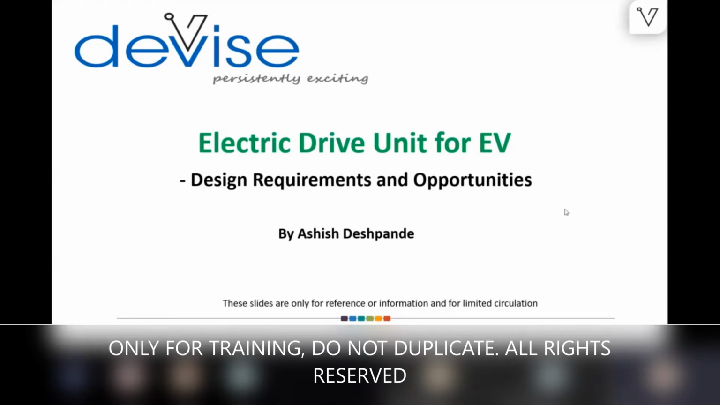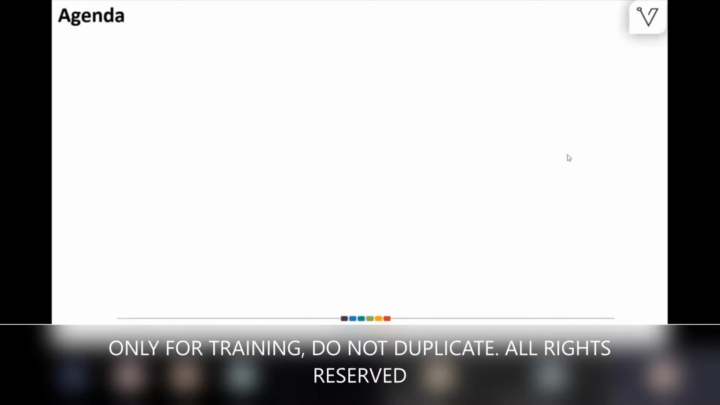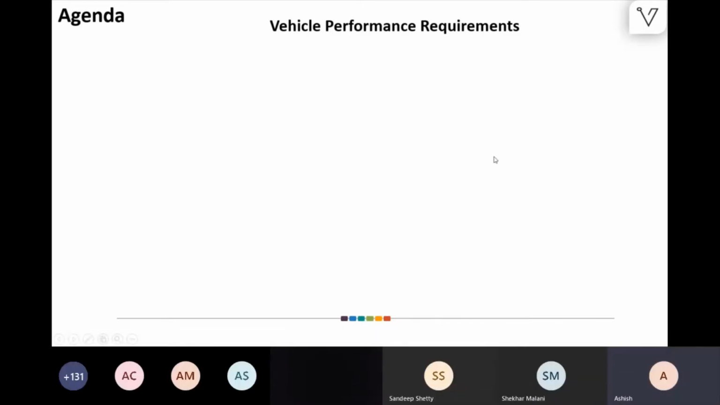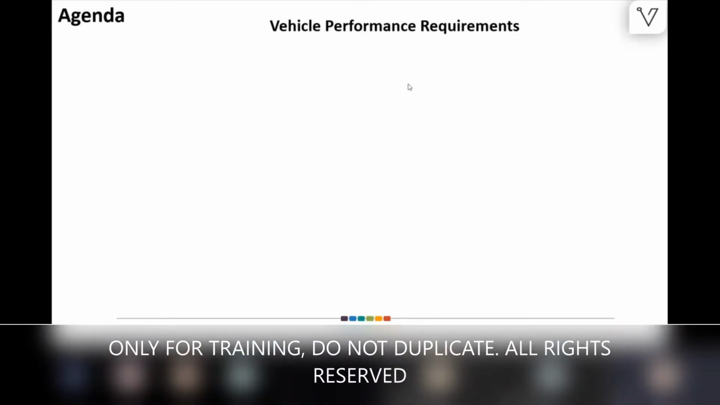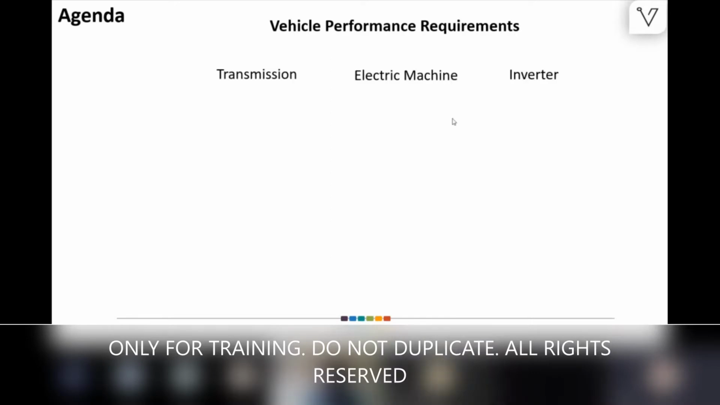The agenda I have today is very simple. We will start with some requirements, especially the performance requirements. There may be many other requirements, but we focus on performance. And the elements we will be majorly focusing on are the transmission and machine. What we are going to look at is the performance requirements.